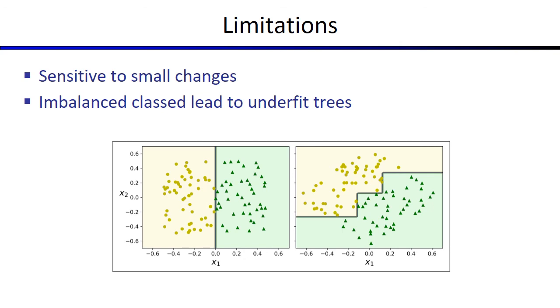Also, decision tree learners create underfit trees if some classes are imbalanced, so it is therefore recommended to balance the dataset prior to fitting with the decision tree.